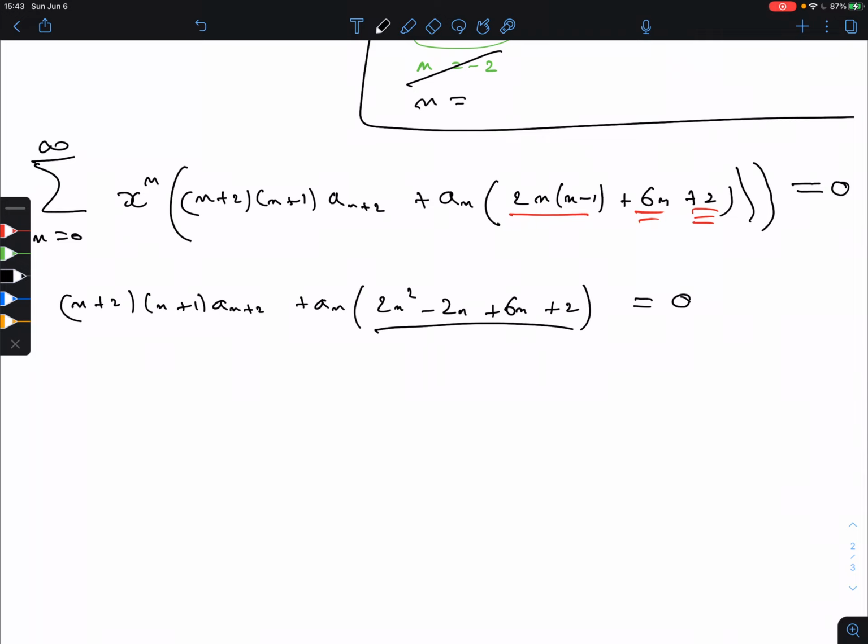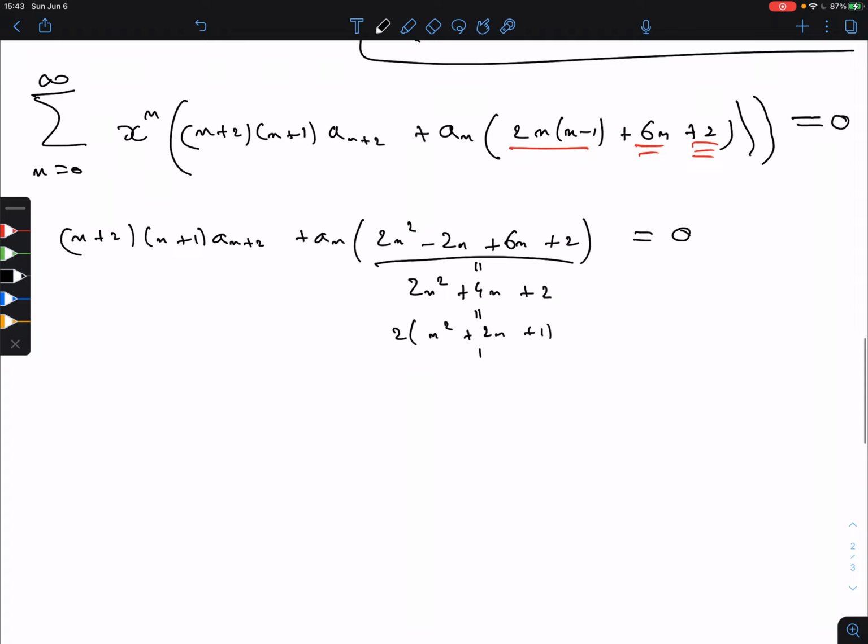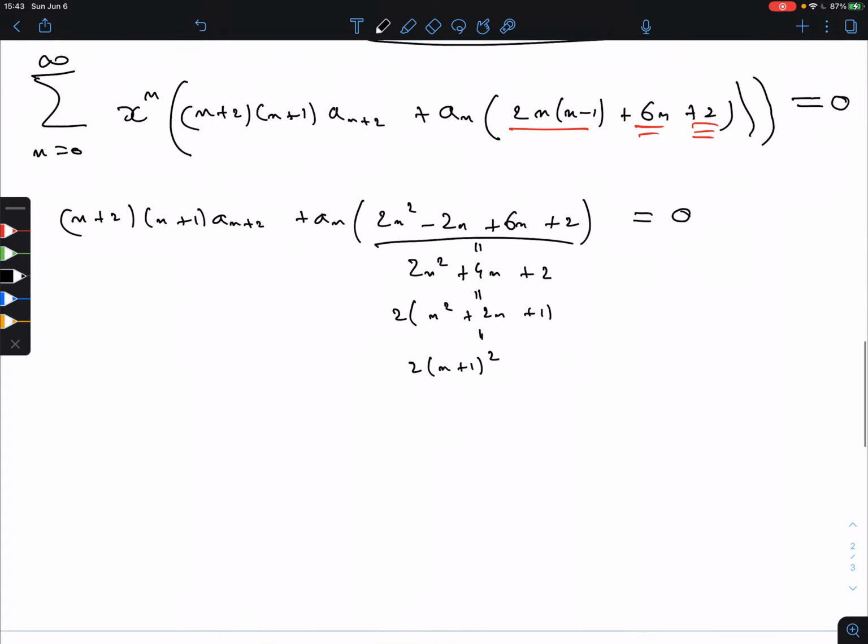But we can simplify this, that is 2n squared plus 4n plus 2, and I can even factor out the 2 here, so it's n squared plus 2n plus 1. Oh, and I notice that this is a double product, so this is actually 2 times n plus 1 squared. Okay? So what do we do with such a thing?